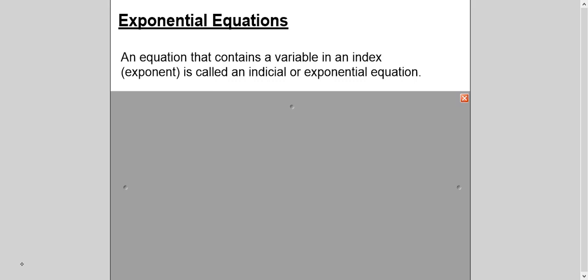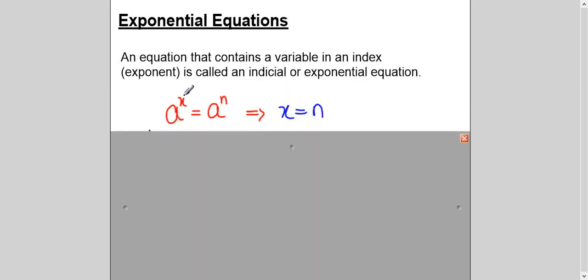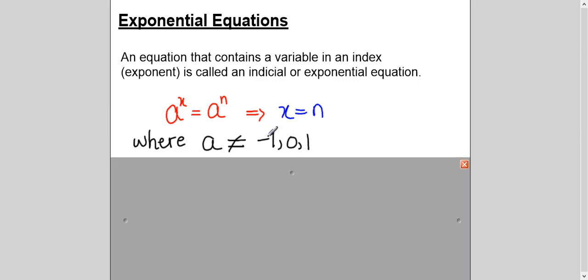So first of all, you need to understand what is an exponential equation. Any equation which will have an exponent in it, index in it, power in it, is called an exponential equation or indicial equation, right? For example, if we look at this equation, a power x is equal to a power n. When you have an equation in this form and the base is the same, it means you can equate the powers. Now this is common sense also, right? If I keep the base the same and powers are different and I'm saying they are equal, then of course the powers are the same. So you have to remember this rule to solve these questions. Now a cannot be these values.